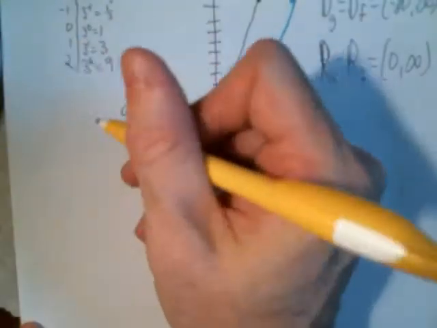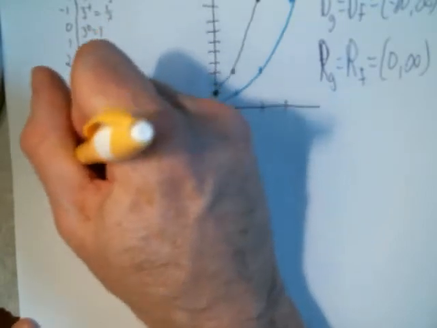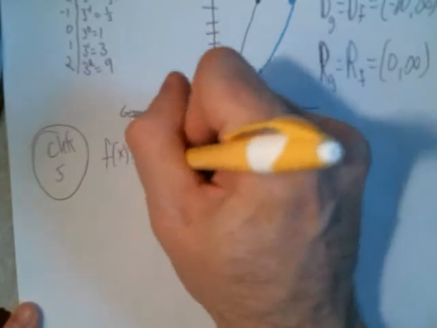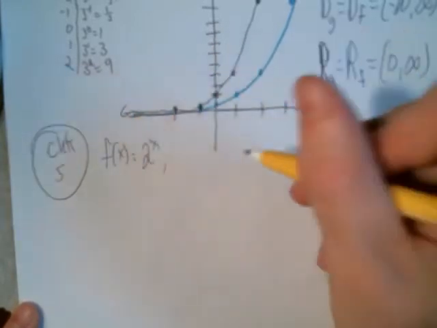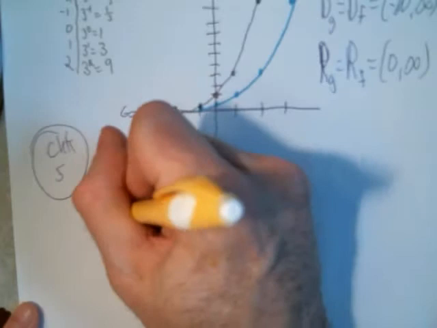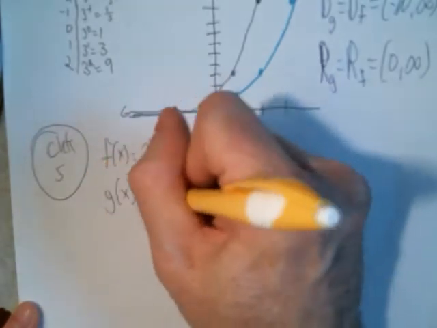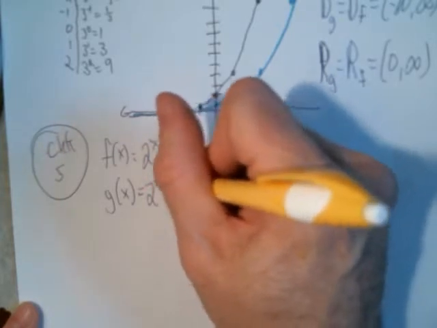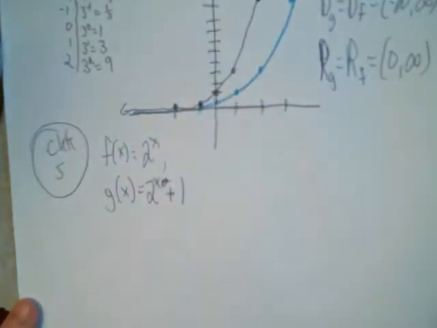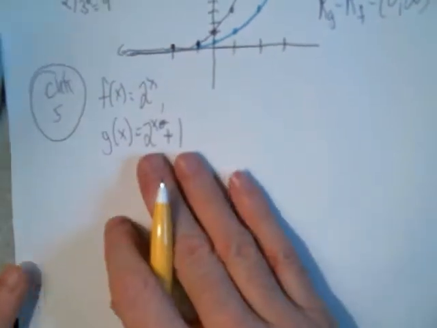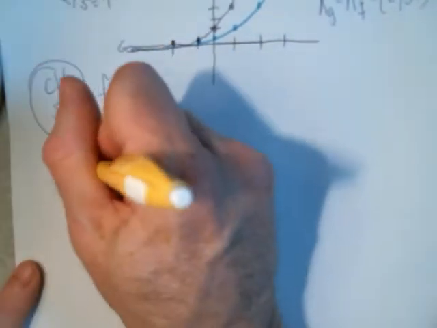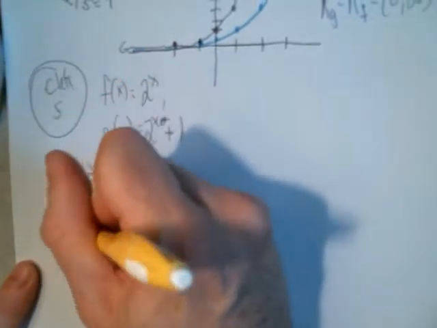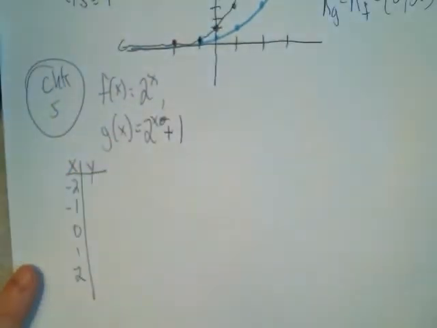Let's look at checkpoint 5. So this time we'll have a vertical shift. f of x equals 2 to the x, and then we want to also graph g of x equals 2 to the x plus 1. Whoops. And then this is going to be one of our vertical shifts. Okay, so again, I'm going to do a little table for the f of x. So I have an x and a y. You do the same values, -2, -1, 0, 1, 2.